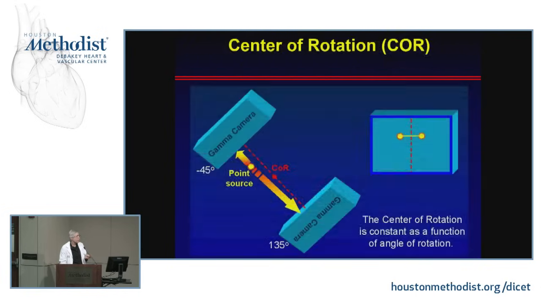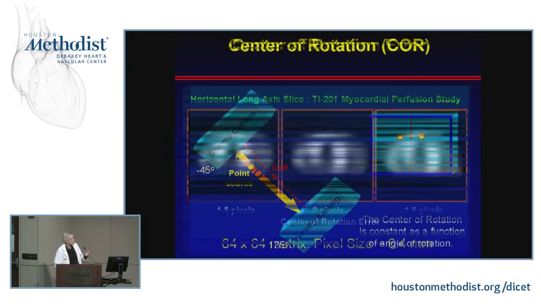Then the last thing we have is center rotation. Remember, these gamma cameras rotate around. Now there are certain fixed gamma camera gantries. For instance, GE had a CCT camera with pinhole collimator, which was a fixed gantry. But most gamma cameras go around the patient 180 degrees opposite each other. And if they're not aligned properly, you'll get a misalignment of the image.